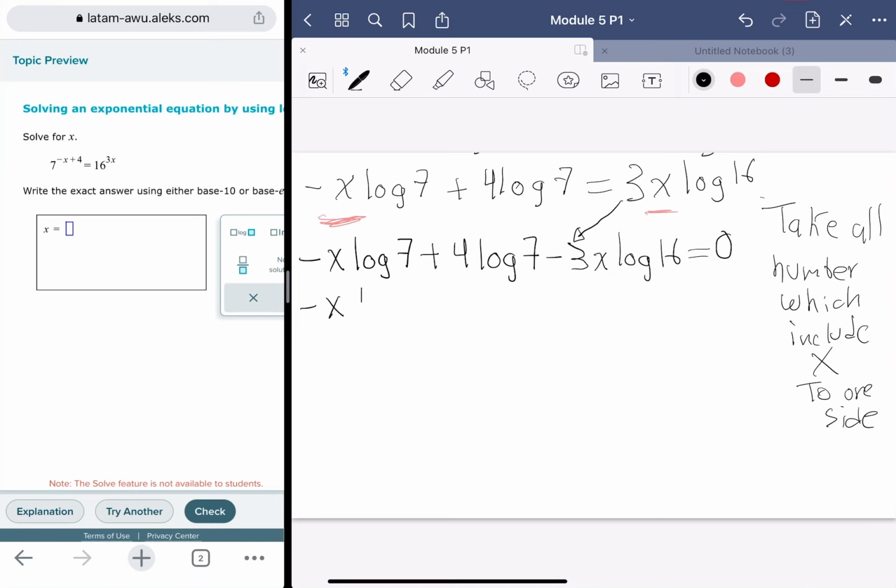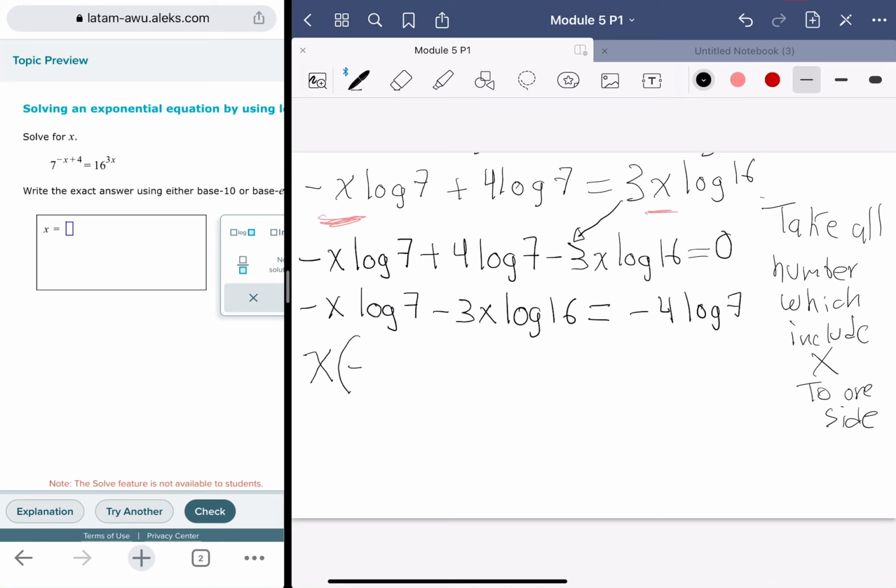Minus x logarithm of 7 minus 3x logarithm of 16. This equals minus 4 logarithm of 7. All I did here was take this to the right side, subtracting because it was adding up. Now I am closer to the answer, but I have the x here and I have the x here. Well, I can do a factorization. When I have a term repeated in all of the terms, I can factorize it. I will factorize x.